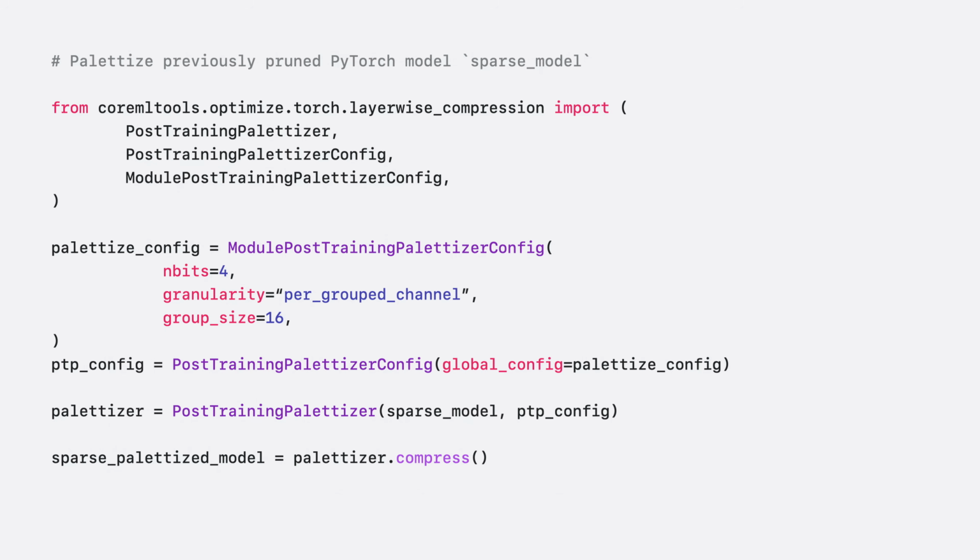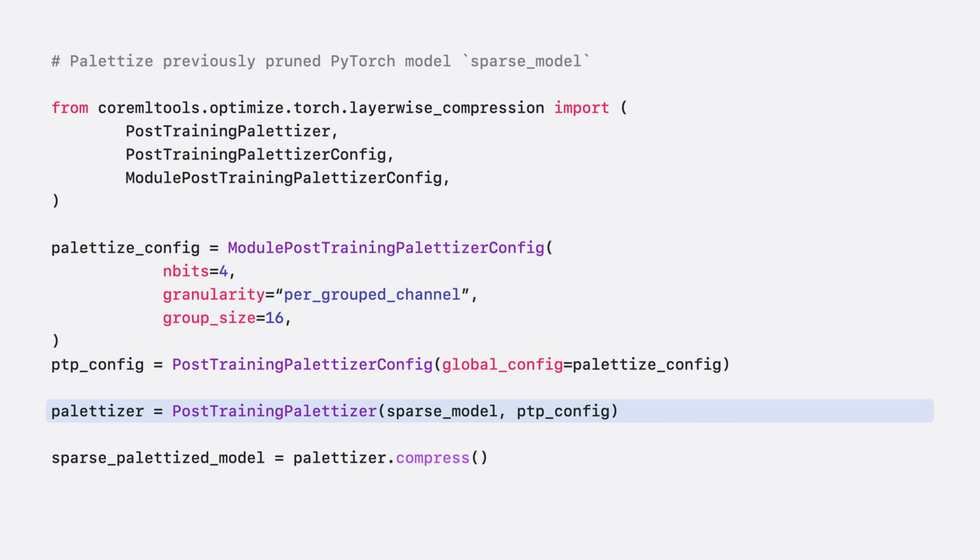You can do palletization after pruning to have further compression. To pass the sparsity metadata information, we continue with the sparse model we obtained previously. Again, you import the necessary modules, then configure it for palletization. Here I also set 4-bit, granularity to per grouped channel, and group size to 16.